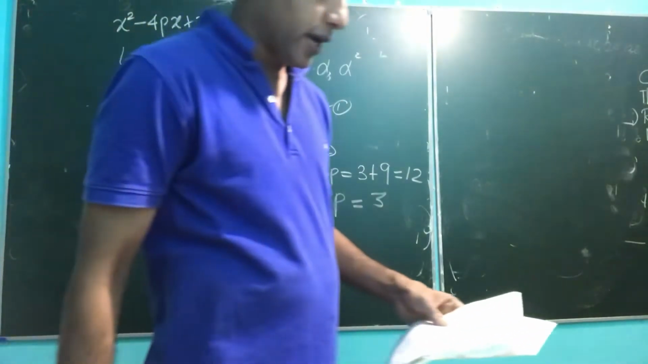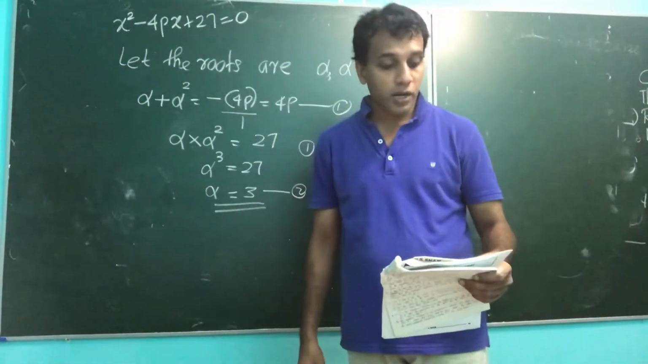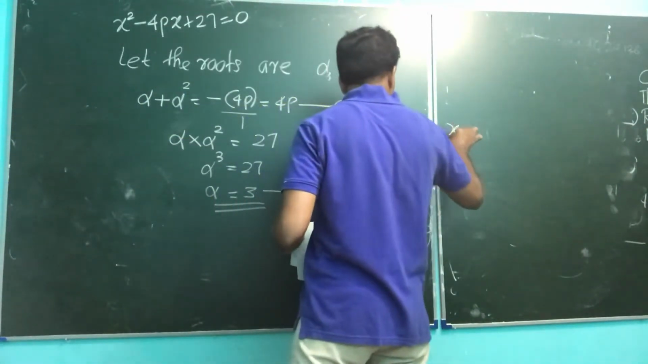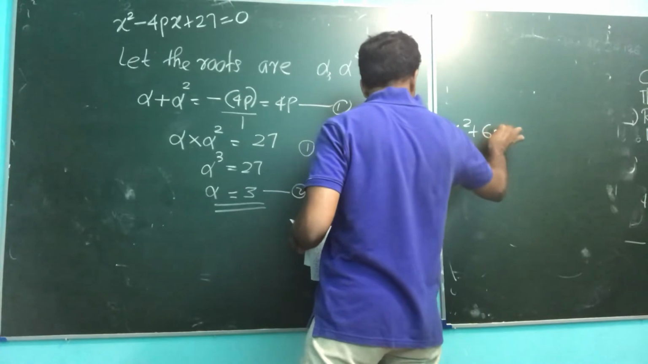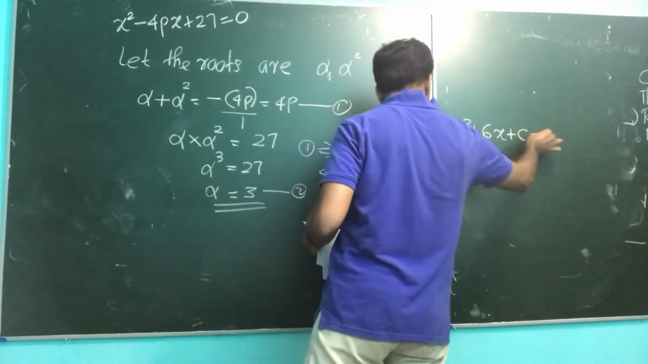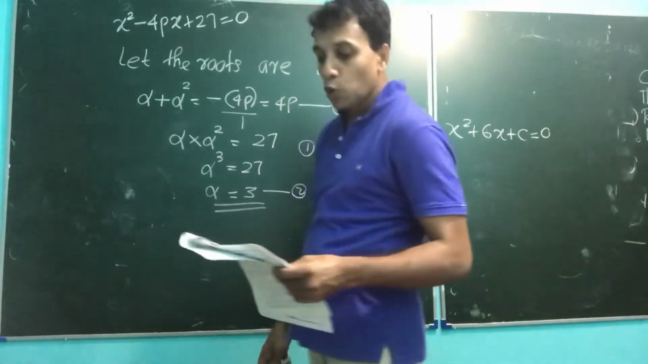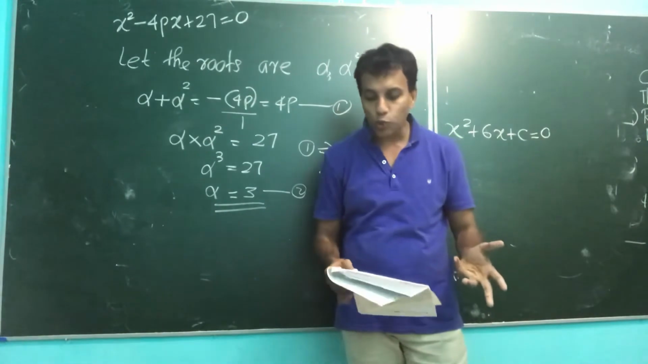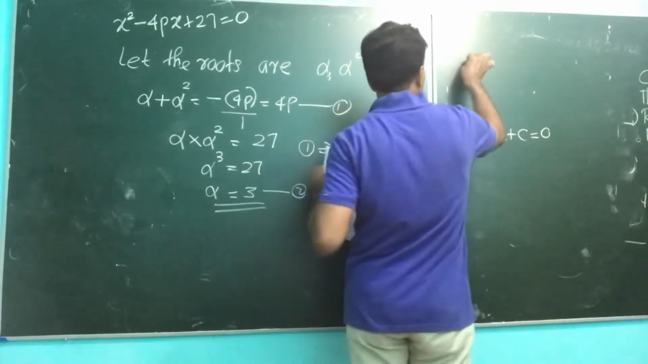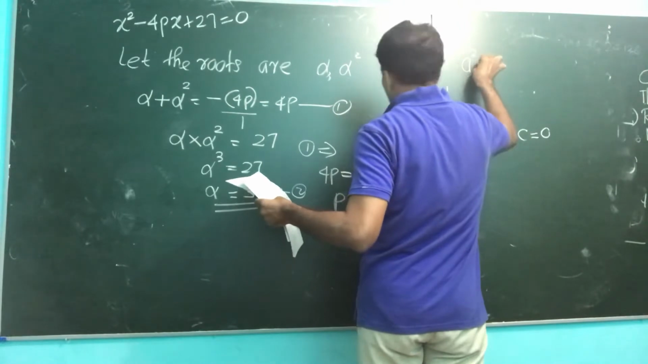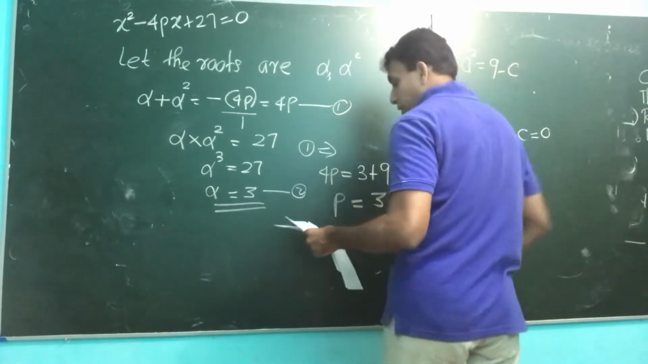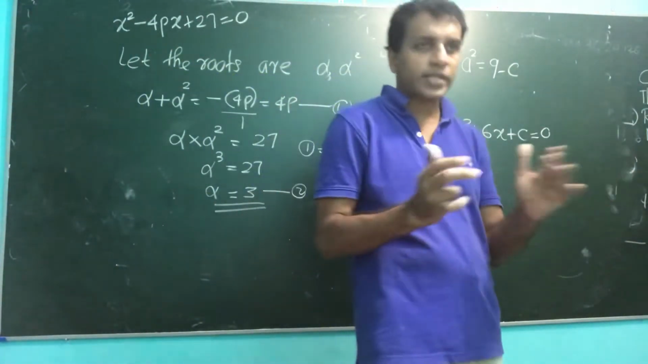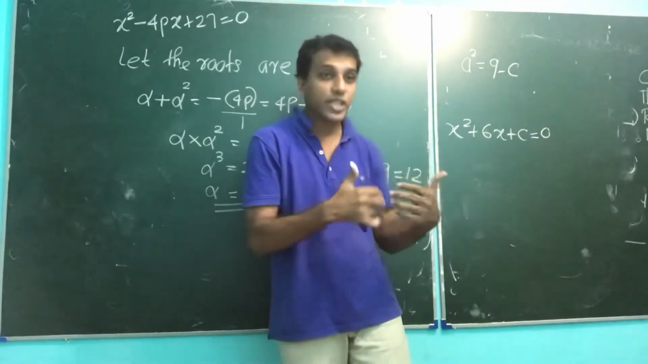Question 12: if x squared plus 6x plus c equals 0 has roots that differ by 2a, show that a squared equals 9 minus c. The roots differ by 2a. What do we mean by differ? The difference between the roots is 2a.